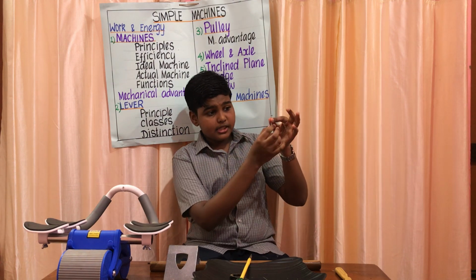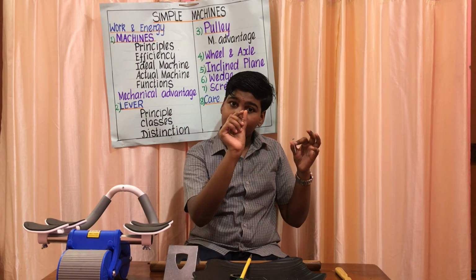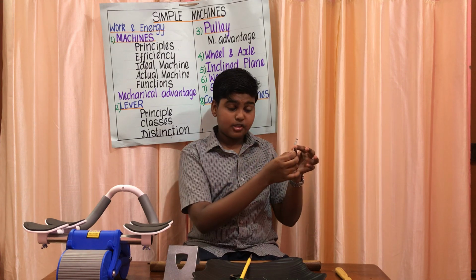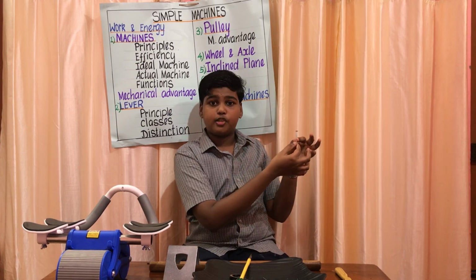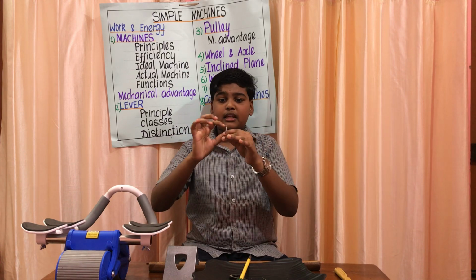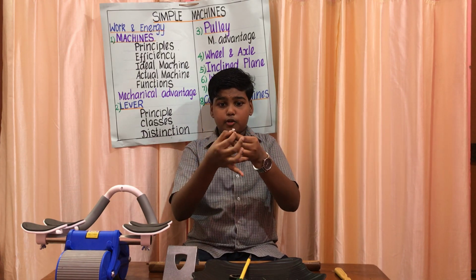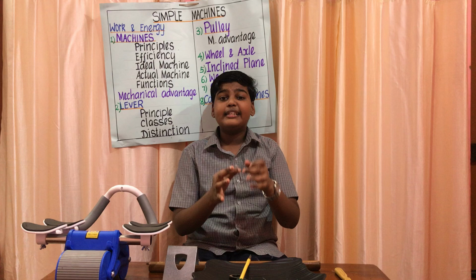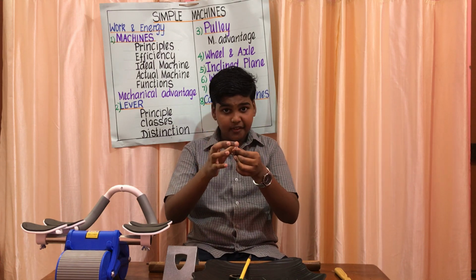The end of the screw is very narrow and pointed, and it is called the tip of the screw. The other end of the screw is flat, and that is called the head of the screw.